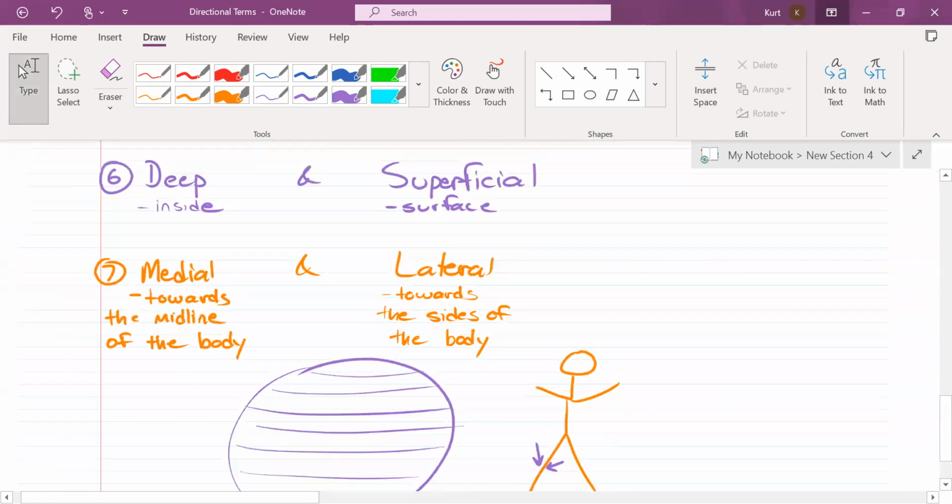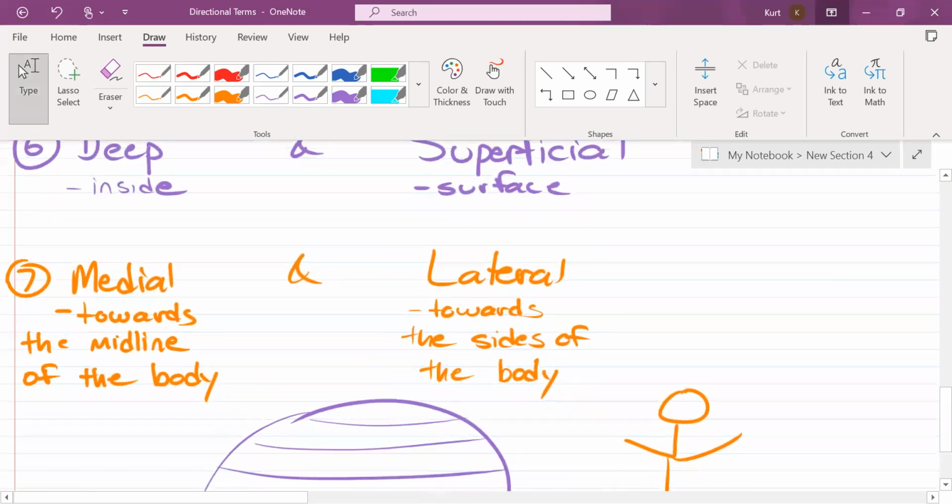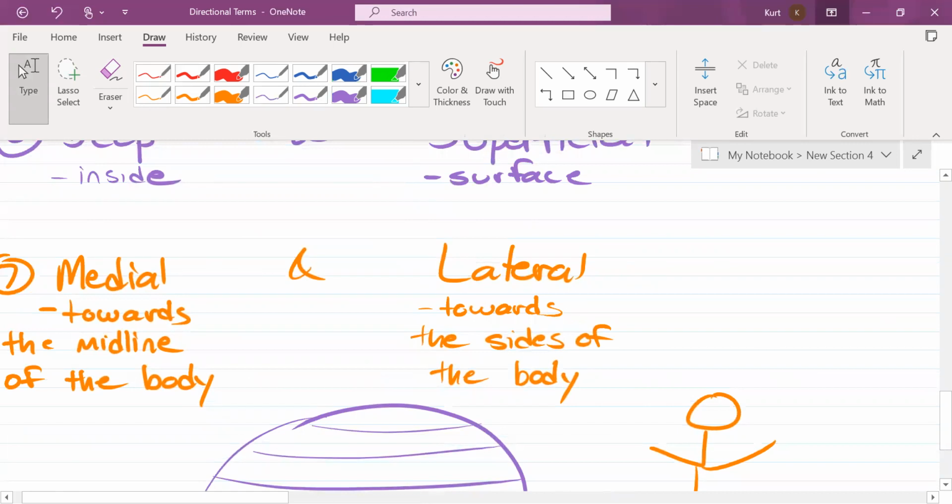All right. And that is all 7 pairs, everybody. Are there any questions? Okay.